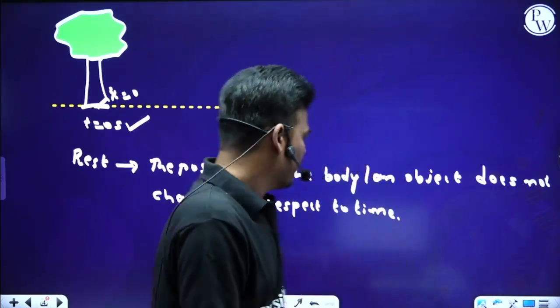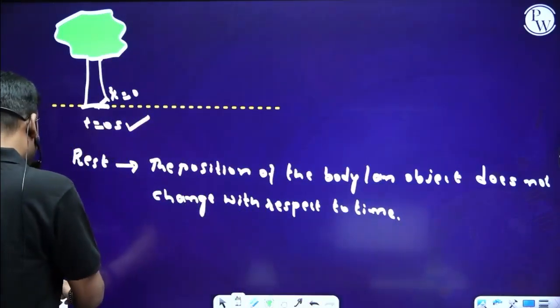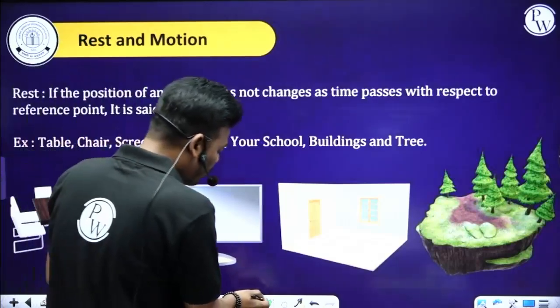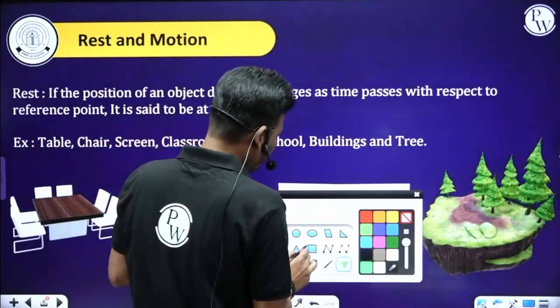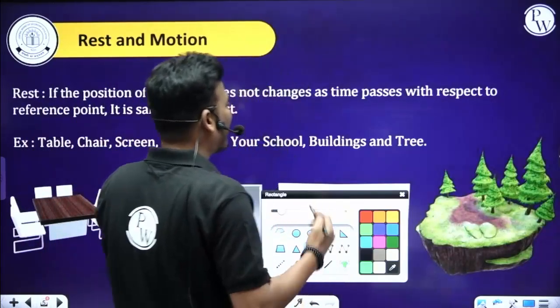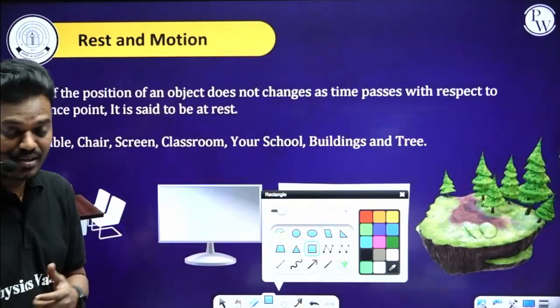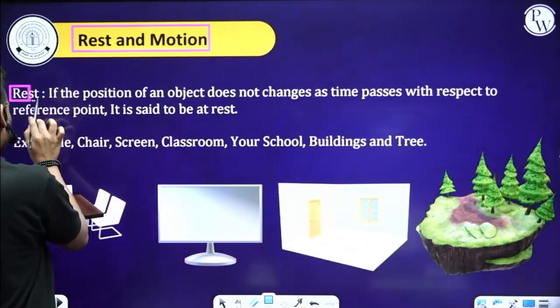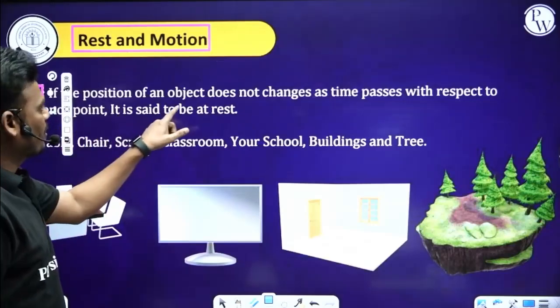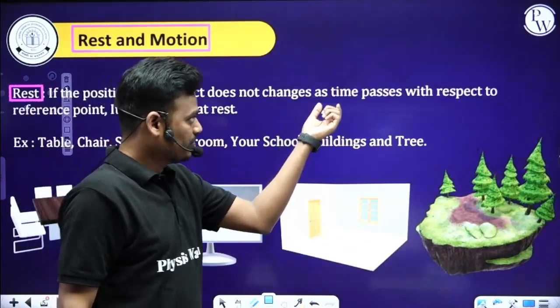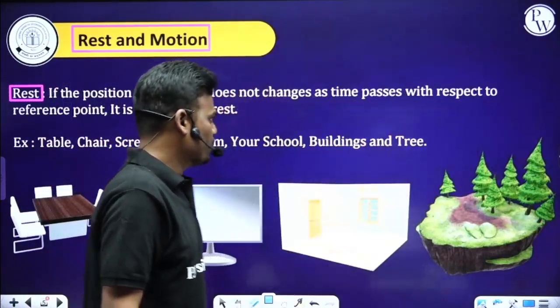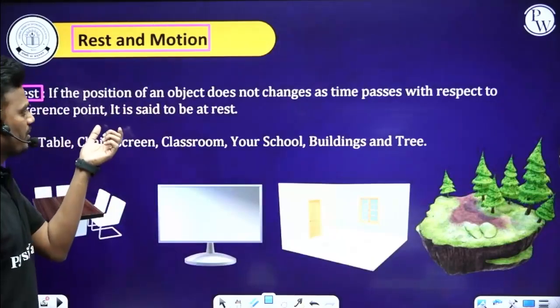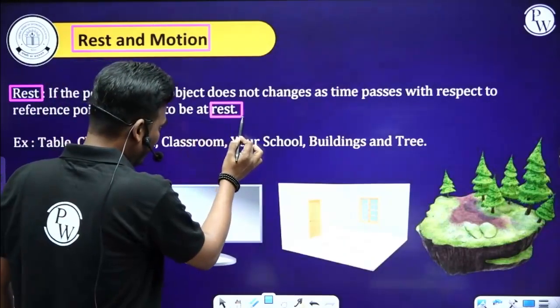Okay. Now let's move on to the next topic, that is how to represent definitions or concepts in your final examination. Okay, so rest and motion. Here I am talking about rest. If the position of an object does not change as the time passes with respect to a reference point, it is said to be at rest.